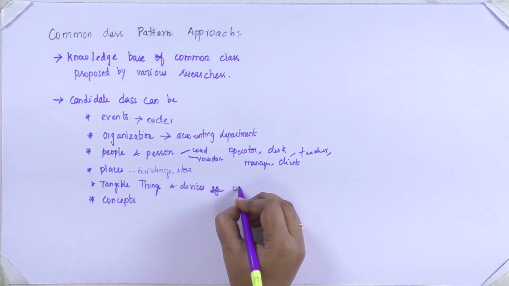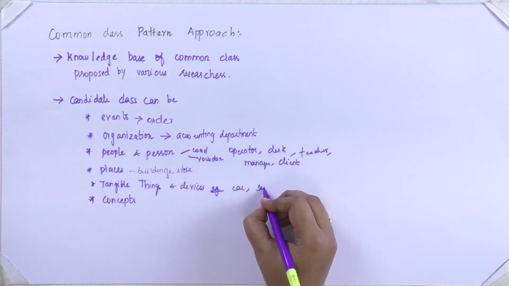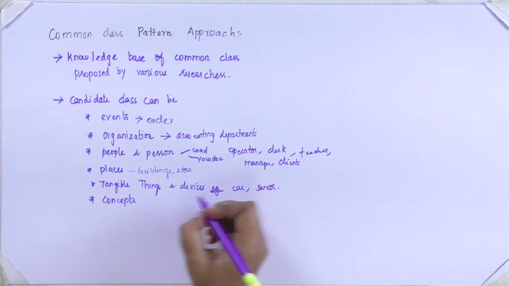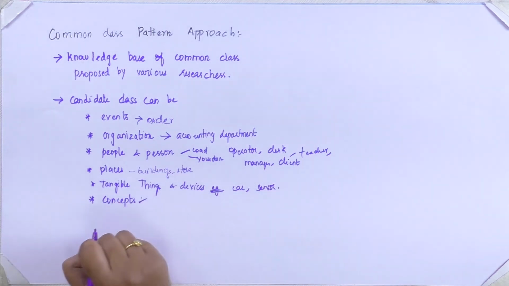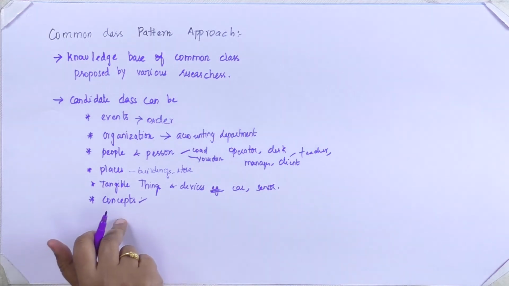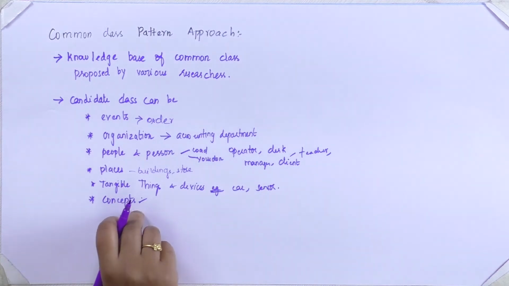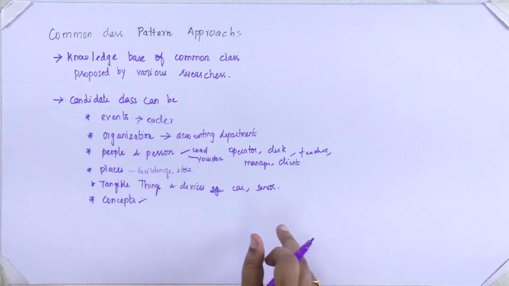For example, car can be a candidate class, sensor can be a candidate class. So it depends on. Next, concepts can also come under candidate class. Concepts, in the sense, are some principles and ideas. They are not tangible, but they are used to organize or keep track of the business. So these concepts can also come as candidate classes.